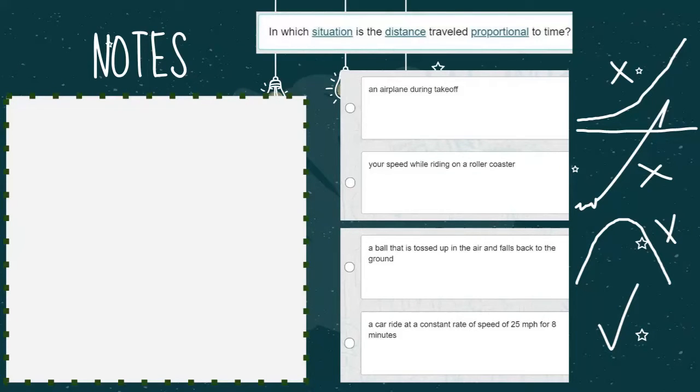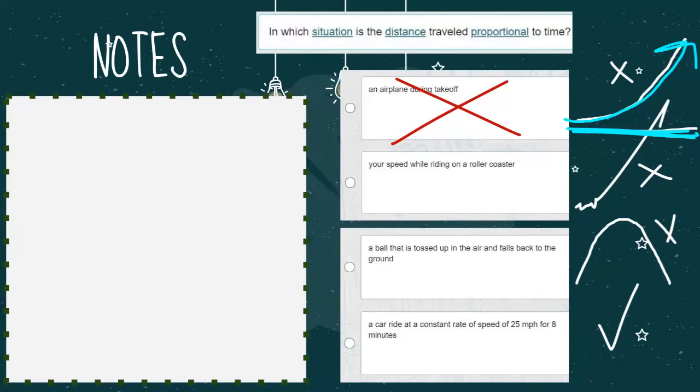Right, in which situation is the distance traveled proportional to time? I can see I left my writing over here. If I have an airplane during takeoff, and I'm thinking about the distance traveled over the time, here's my landing strip and here's my airplane. It starts off slow and then it increases. So this does not have a constant rate of change, which means it won't form a line, which means it cannot be proportional.